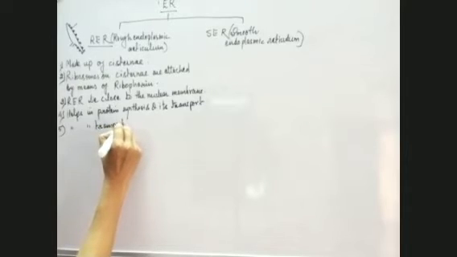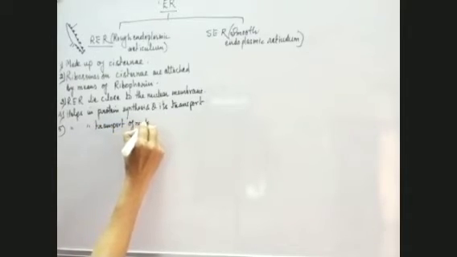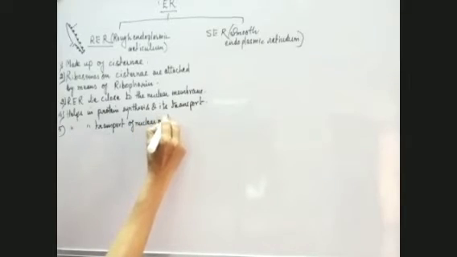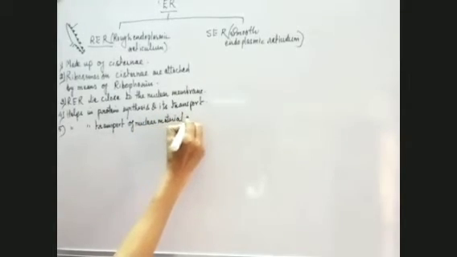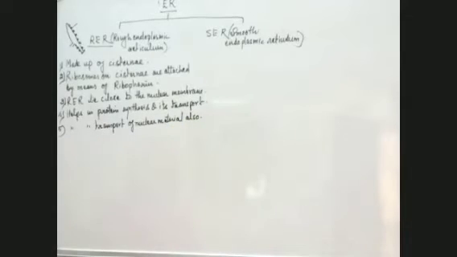Then the next point is, because they lie close to the nucleus. Yesterday I made the diagram in which I made rough endoplasmic reticulum, which is made up of cisternae. They lie close to the nucleus, so they help in transport of nuclear material also.